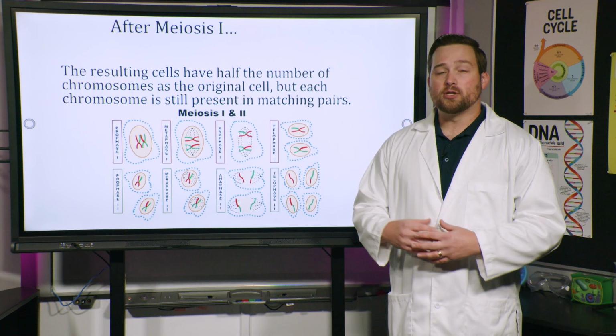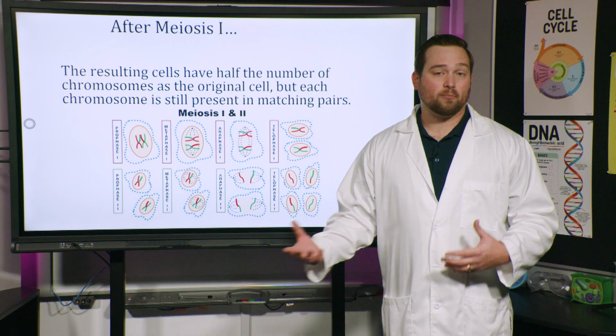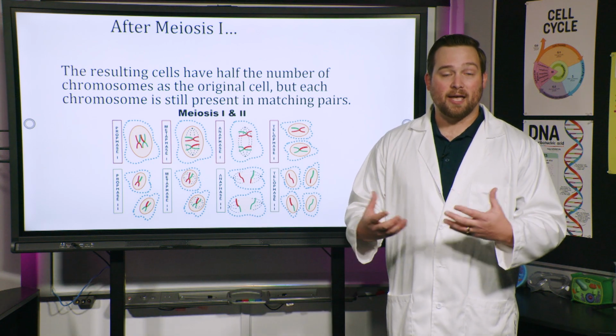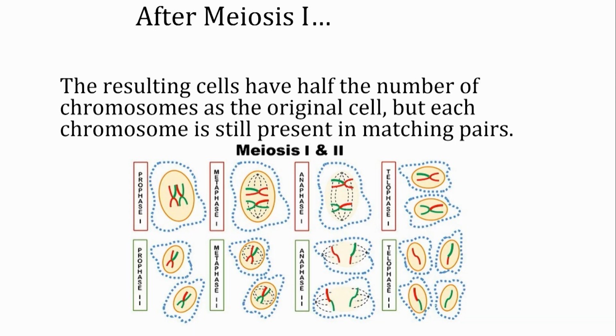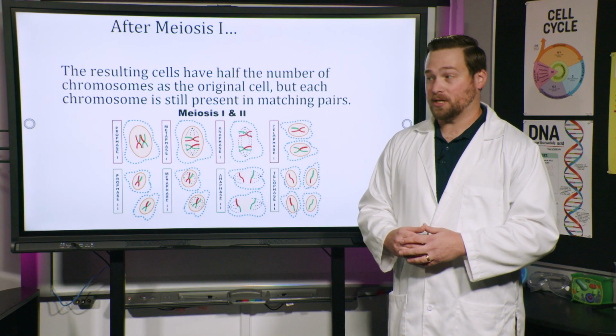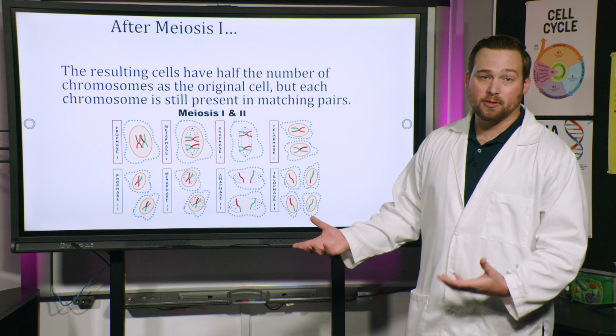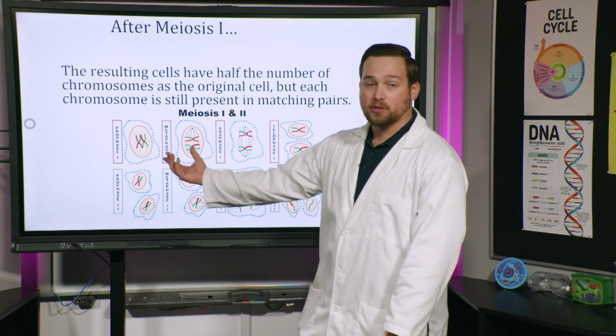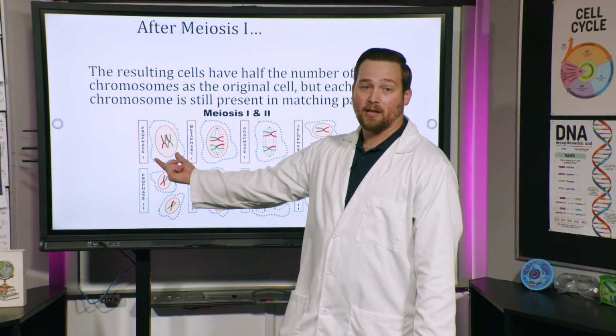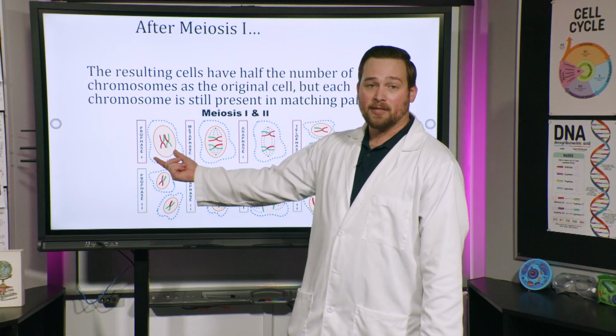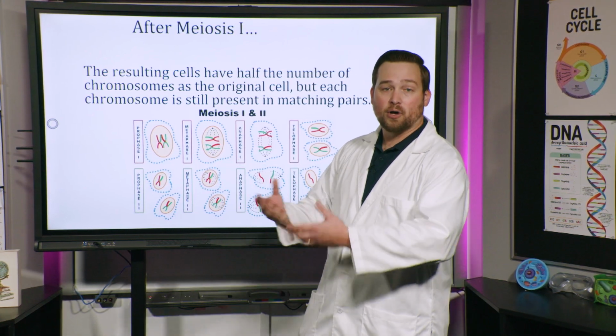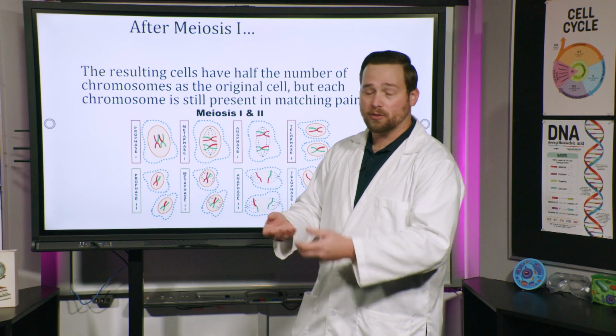So we talked about meiosis 1 last time. We'll pick up after meiosis 1 today. After meiosis 1, this is where we're at. The resulting cells have half the number of chromosomes as the original cell, but each chromosome is still present in matching pairs. So we're really talking about the bottom part of this picture today. What's happened up to this point, just as a reminder, is that those homologous chromosomes line up. When they line up like this, it's called a tetrad. The tetrad is going to cross over, so we're swapping some of our genetic material, okay?